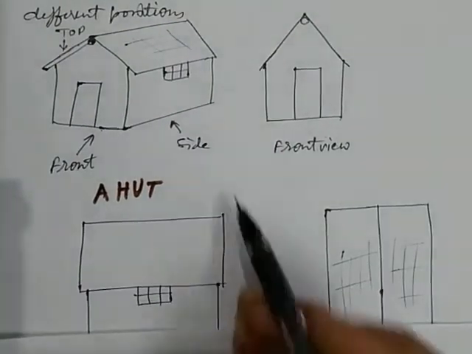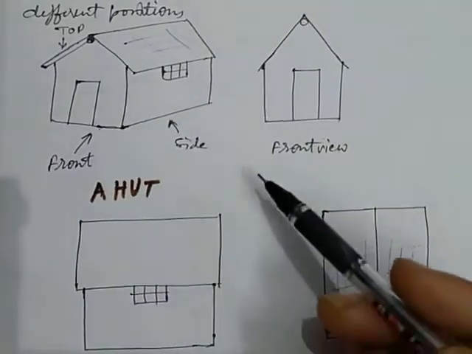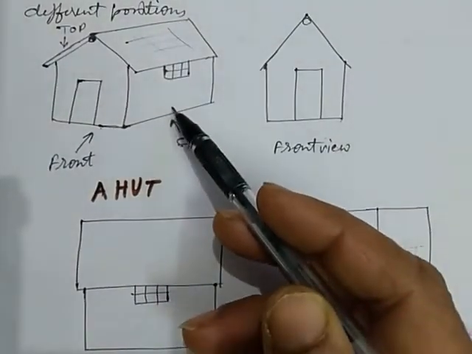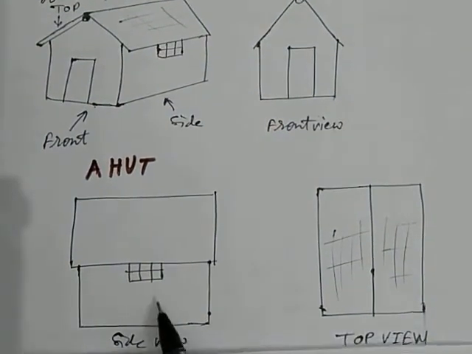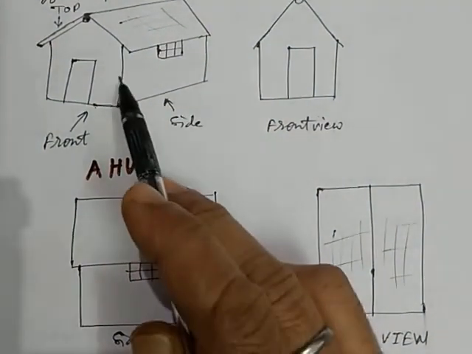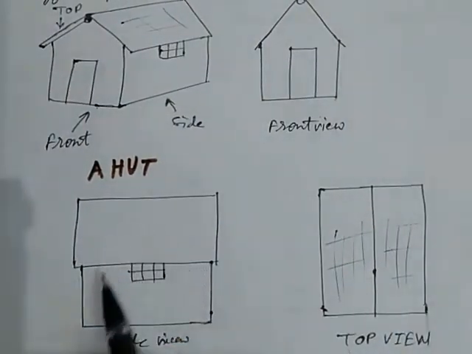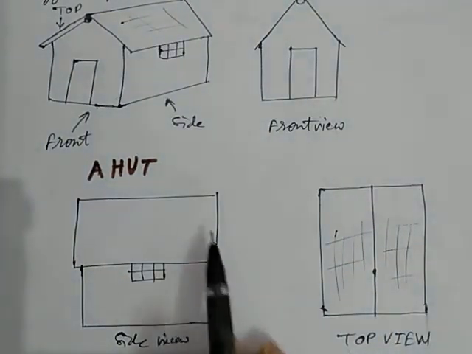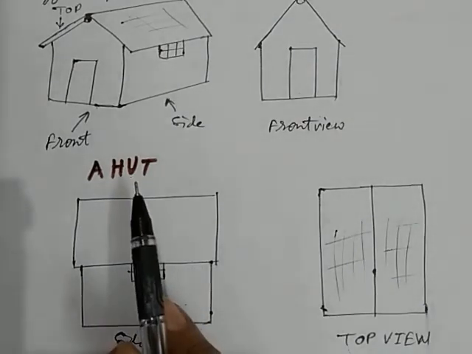But if we look at this hut from the side, it looks like this. This edge and this edge are the only ones viewed by us. Okay, and it looks like this. So this is the side view of this hut.